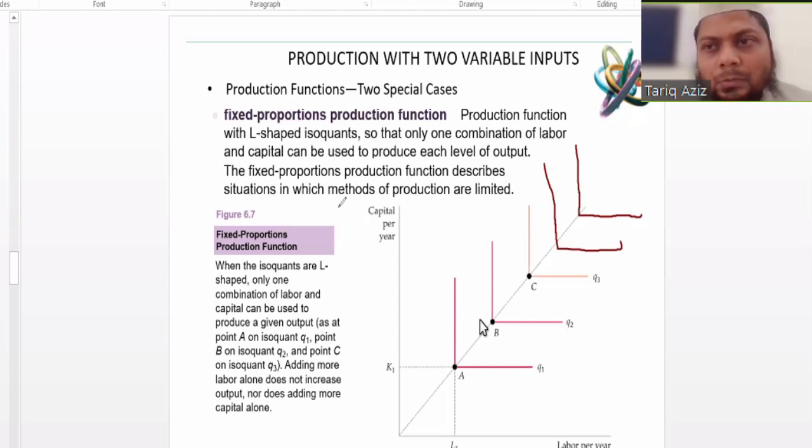If the nature of the production function is like that, where one input, for example capital, cannot be replaced by labor, then the isoquant will look L-shaped, like this. So there is only one point here, and no other point, because this is the only combination possible to produce a given level of output. So when the isoquants are L-shaped, only one combination of labor and capital can be used to produce a given level of output.